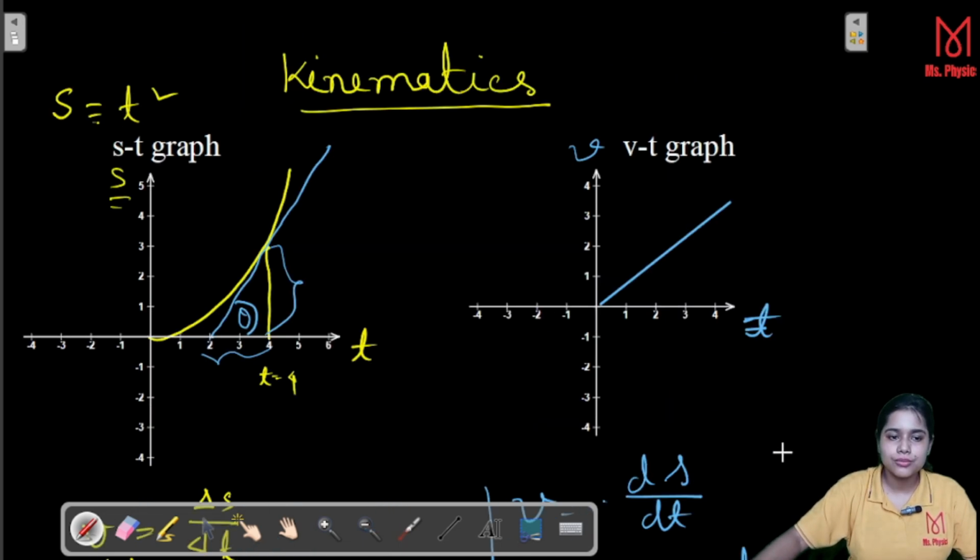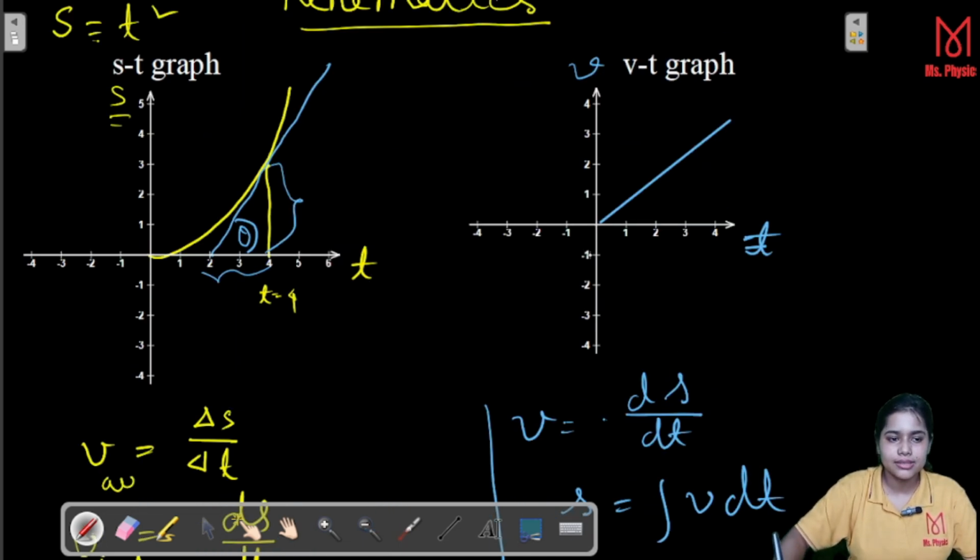Okay. So how would the area be calculated? Here you see that if this is the graph, now you are asked to find out the displacement at time t equal to 4. That means at this point. Now what you will do, you just draw a straight line like this. That means the area under the curve would be this one. So here you have to find out the area of it.